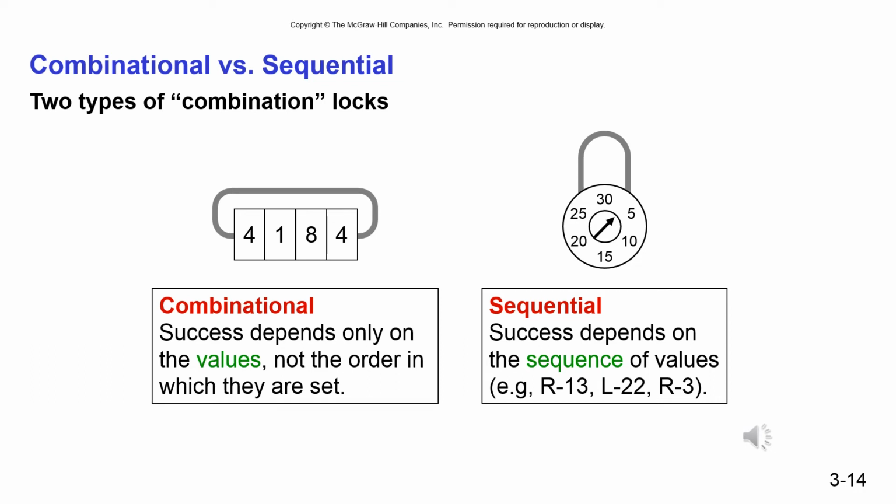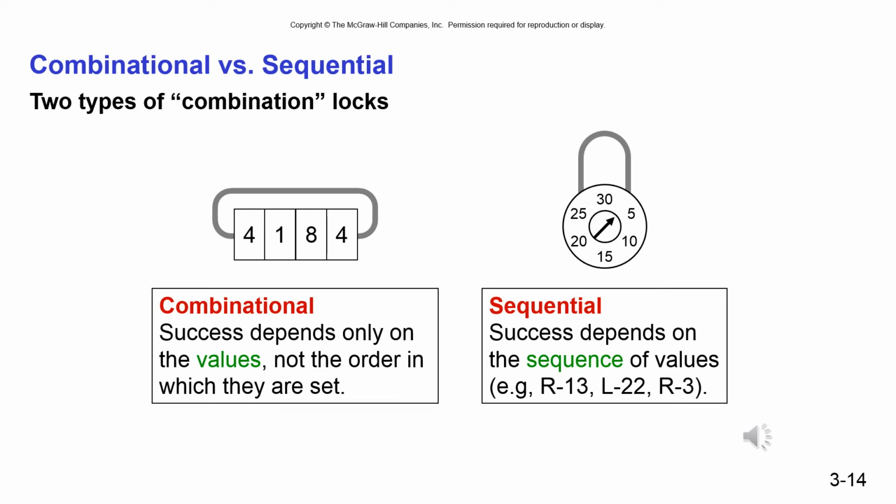I have a 4-digit combination, and I just simply need to align all the tumblers so that the 4-digit combination is at the top and it opens. And it doesn't matter which way I turn the tumblers, or which state they were previously. Now, a sequential combination lock depends on the sequence of values. So let's just say that one has an unlocked combination of 13, 22, 3.